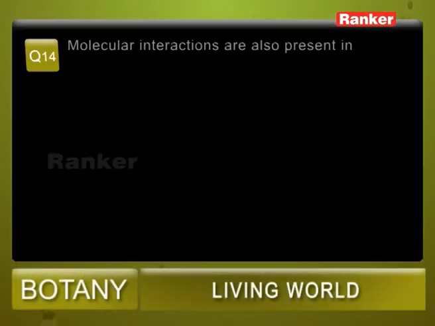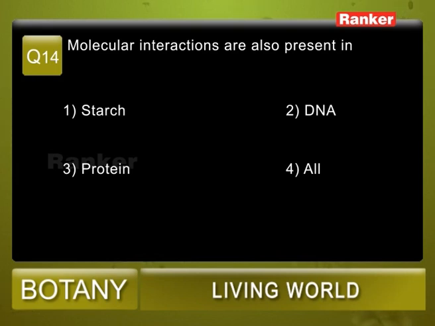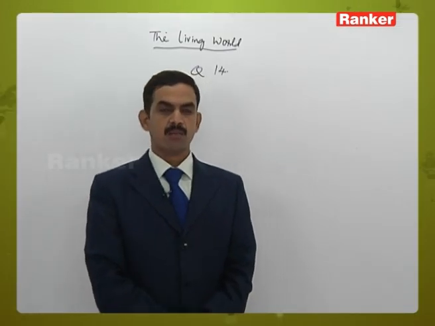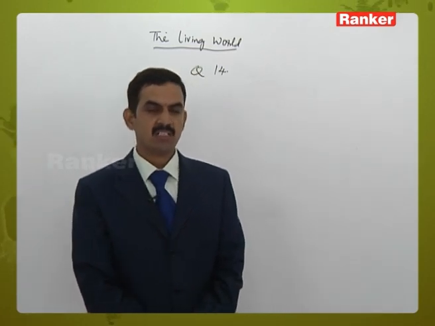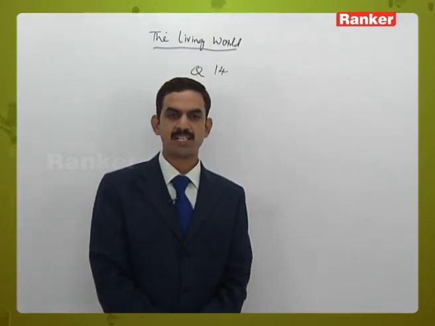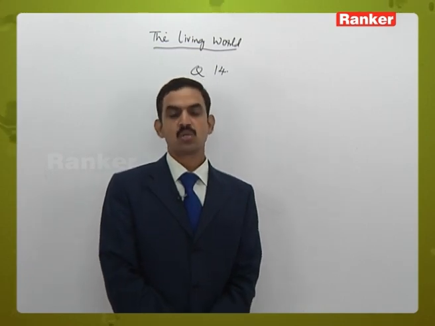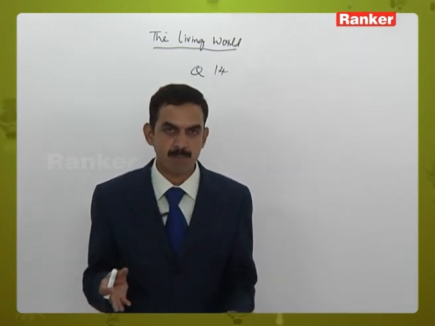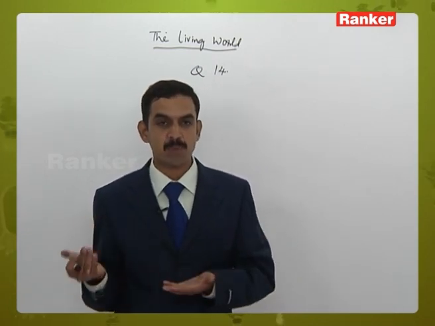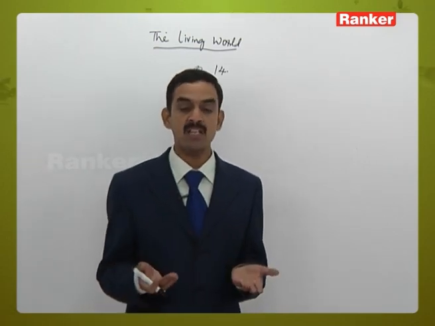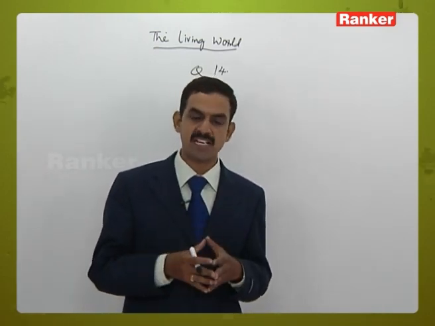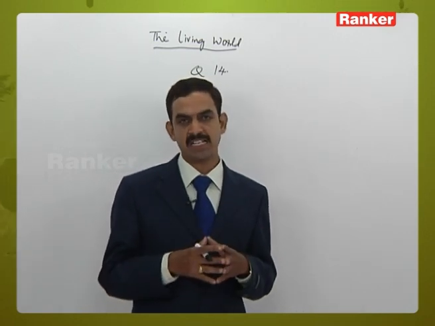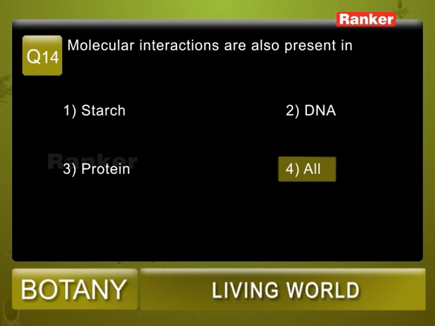Question number 14, molecular interactions are also present in options: 1 starch, 2 DNA, 3 protein, and 4 all. Here, molecular interactions are related to the giant molecules present inside the living cell, meaning interactions between different types of molecules present inside a cell. That is exhibited by all types of molecules in a cell, so starch, proteins, and also DNA will have molecular interactions. So question number 14, the correct option is 4.